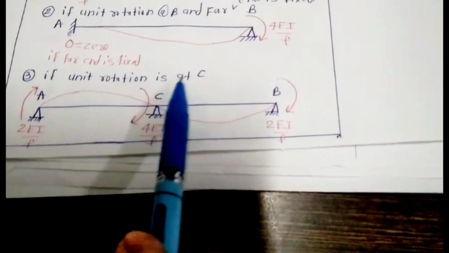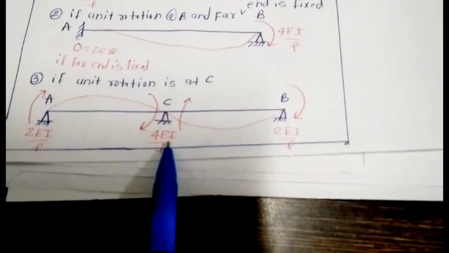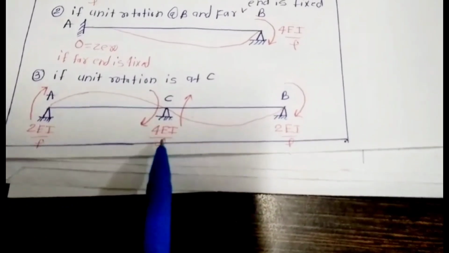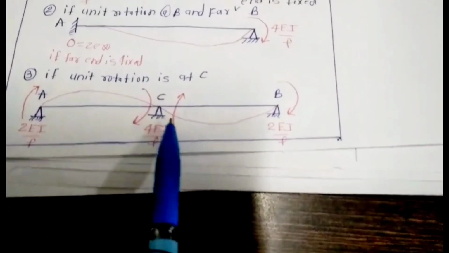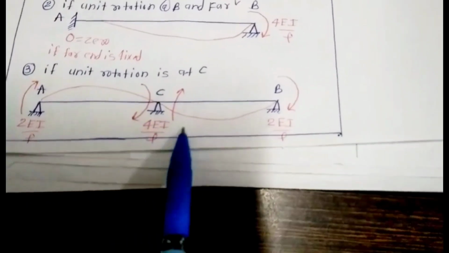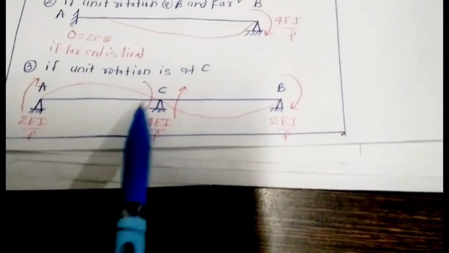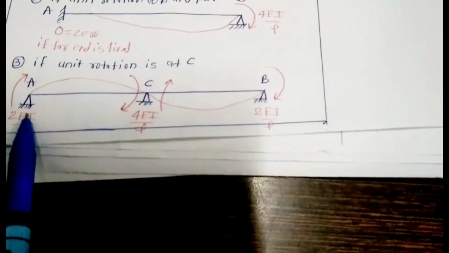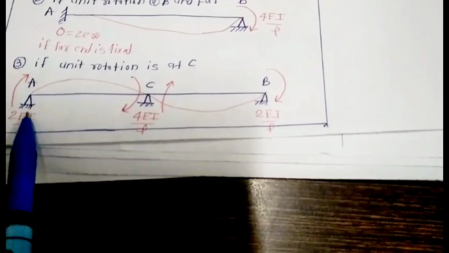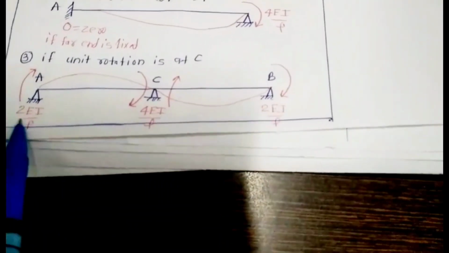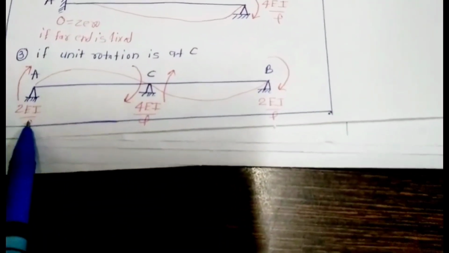Now in the third case, you can see if unit rotation is at C, that is at the intermediate support, the value at the intermediate support will be 4EI upon L. Both the rotations will be clockwise, and at the far ends, at A and at C, the value will be 2EI upon L. Here also the value is 2EI upon L, but all the rotations will be clockwise in nature.